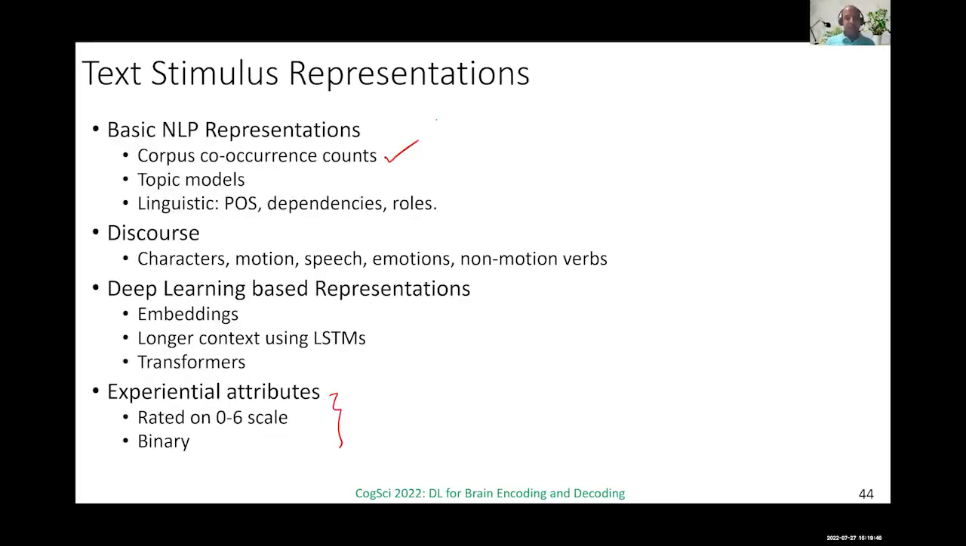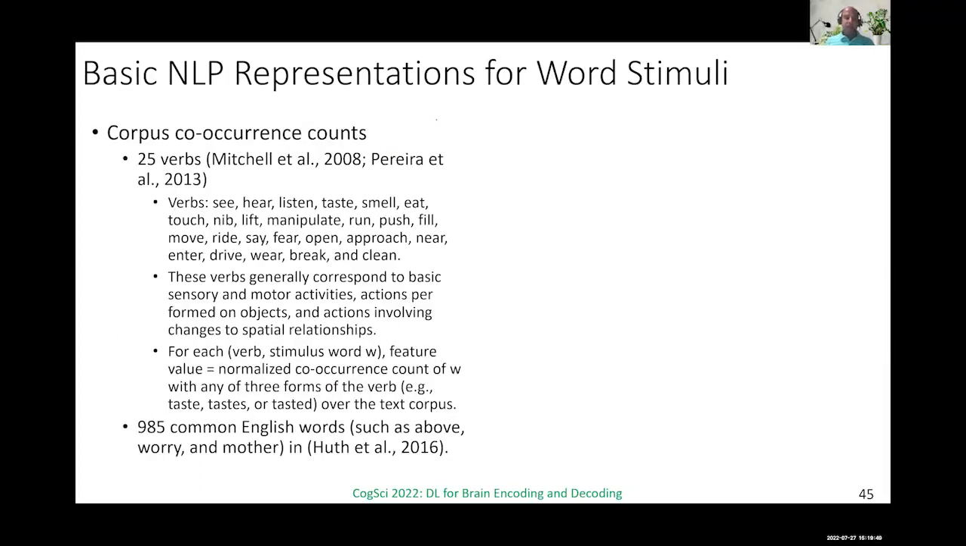So corpus co-occurrence counts. Now, these are data sets where words are the stimuli being presented to the subjects, and then people try to figure out co-occurrence counts of these words with other popular anchor words. These anchor words could be popular verbs. There are 25 popular verbs which were used. These verbs correspond to basic sensory and motor activities, or actions which can be done on objects, or actions which involve spatial relationships. So words that can correlate with the way we think. And that is why these folks use this vocabulary of 25 verbs.